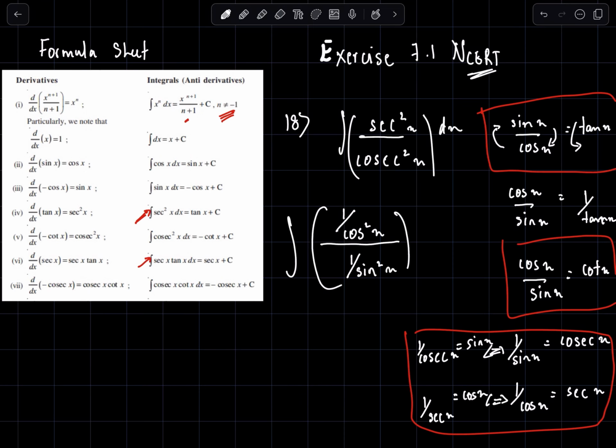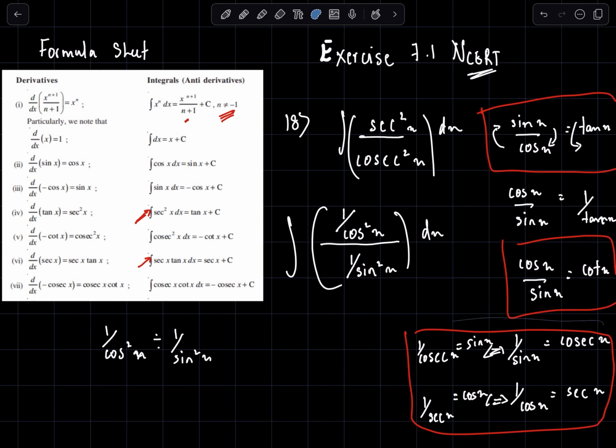So you want to integrate this with respect to dx. How would you integrate this? We still have to simplify it. Let me show you some basic math again: 1 over cos square x, divided by 1 over sine square x.